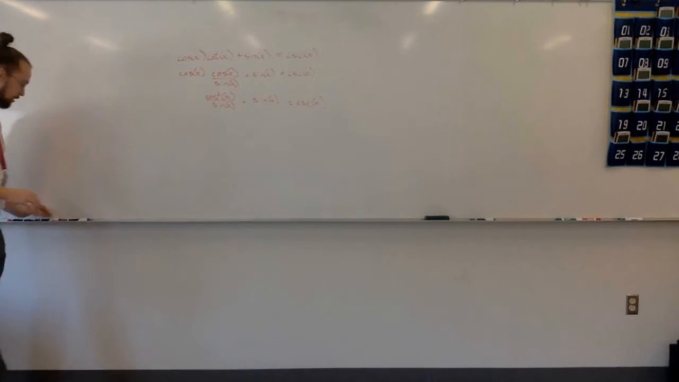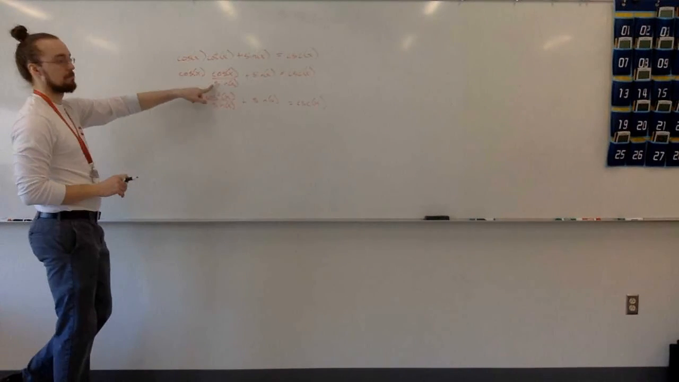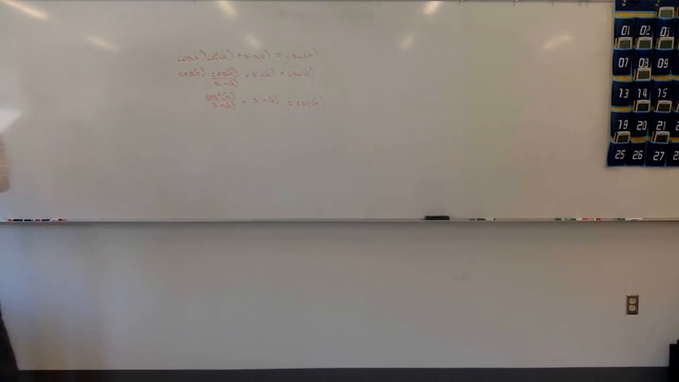I guess the answer is no. Does anybody see a way that we could maybe manipulate one of these pieces to get to a Pythagorean identity? Cosine over sine is cotangent. Yes. Say it again.